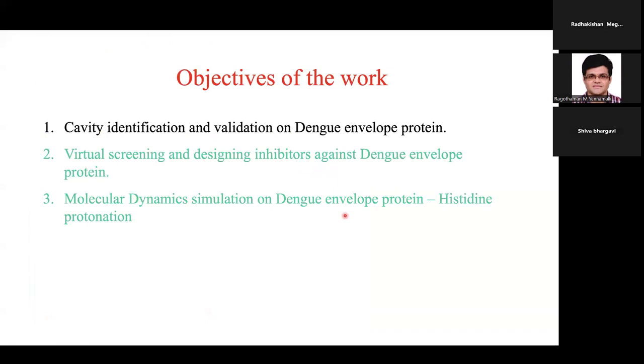So the objective of the work was first to identify something else in the protein that can be targeted, and use the existing dengue viral envelope proteins, their available sequences, and so on, to validate those cavities.